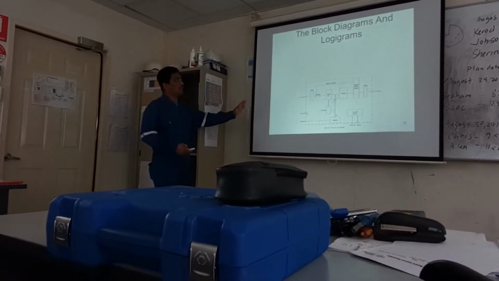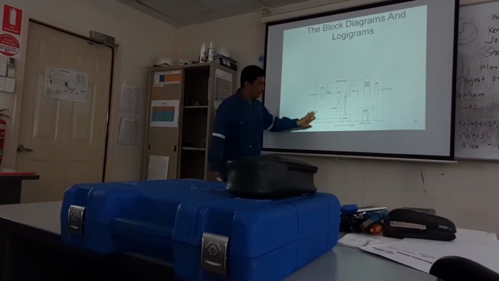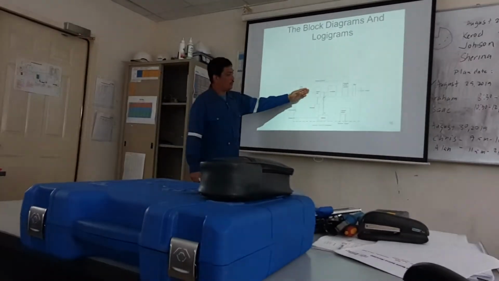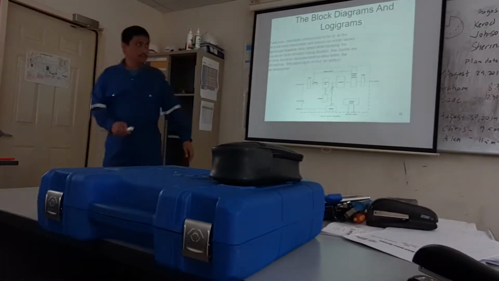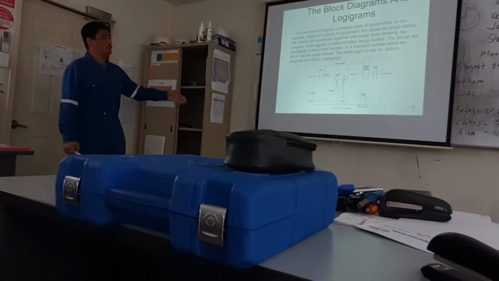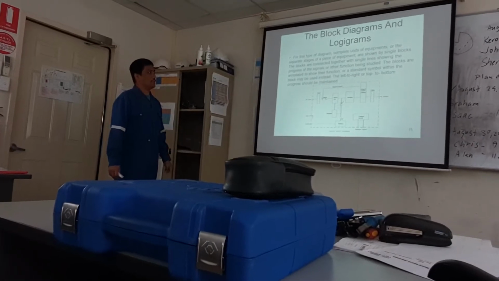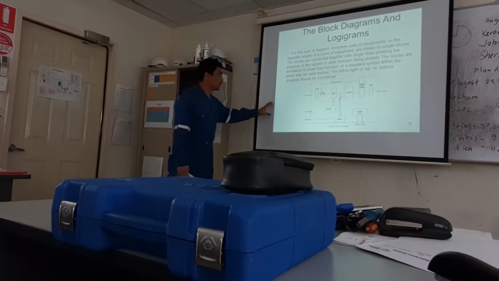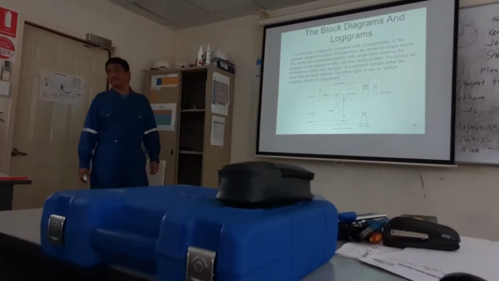So these are the block diagrams and logograms. Logograms, for example, it is explaining all the logic circuit block diagram. It explains all the circuit inside. So the block diagrams and logograms for this type of diagram, complete units of equipment or the separate stages of a piece of equipment are shown by single blocks. Okay? The blocks are connected together with single line showing the progress of the signals.